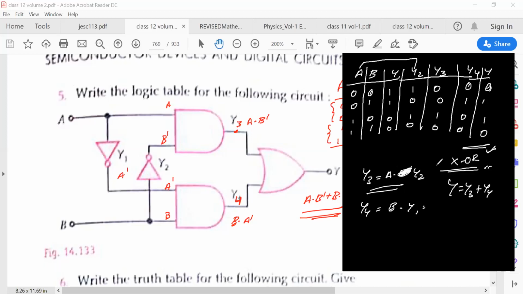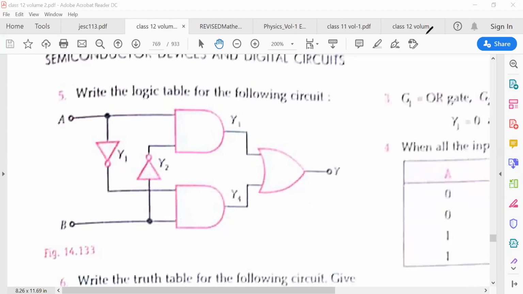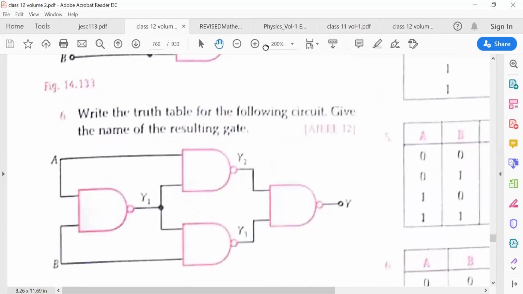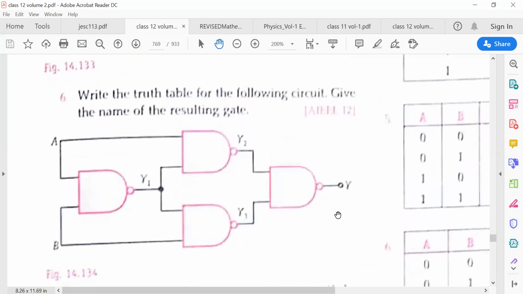Yes, ma'am. Okay, fine. So you'll see the next circuit. You try it and we'll see. So next circuit, I'll show the circuit. So try this one, ma'am. Try this one.